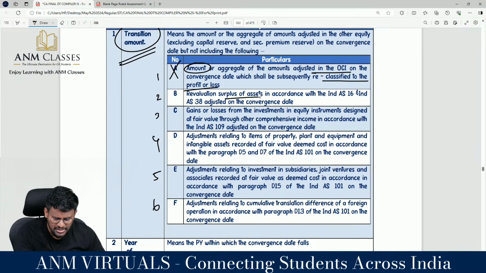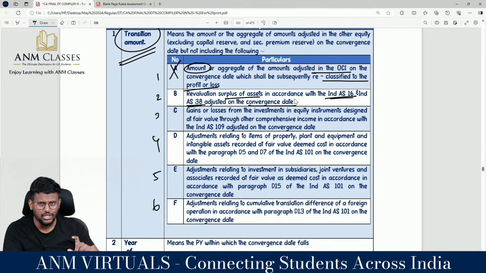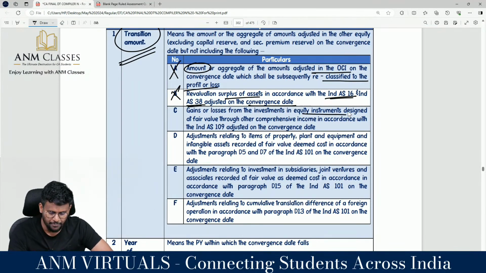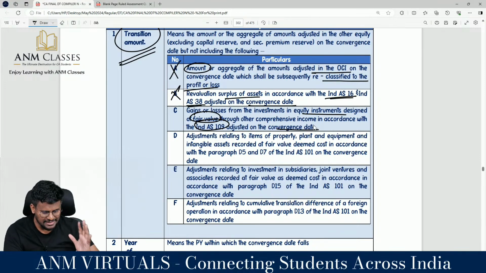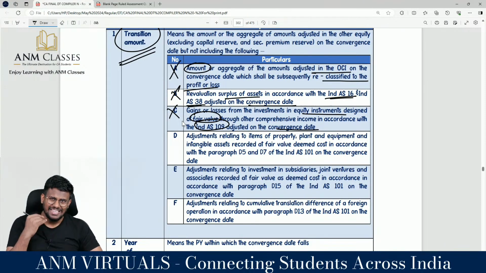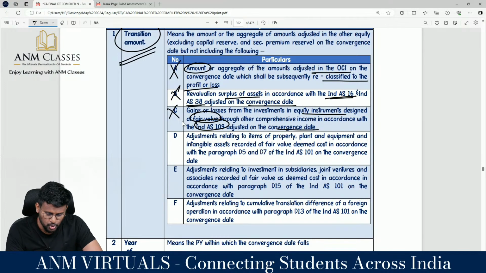Number 2, revaluation surplus of asset in accordance with Ind AS 16 and Ind AS 38 adjusted on the convergence date. The time of taxation of these two items, revaluation surplus, is not today, it is the date of disposal. So, this item should also not be taken into account. The C part, gain or losses from the investment in equity instrument designated at fair value through OCI in accordance with Ind AS 109 adjusted on the convergence date. Convergence date, if you are making gain or loss, the time of taxation is not now, the time of taxation is the time of disposal.